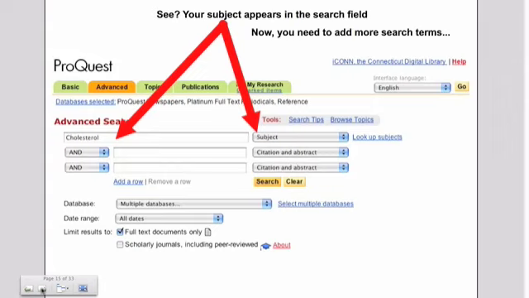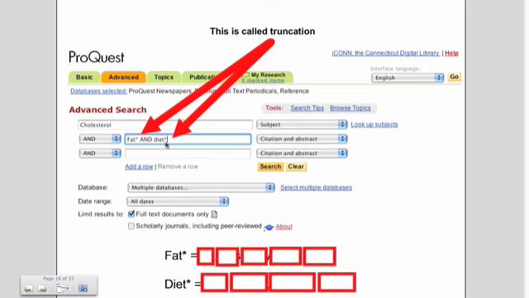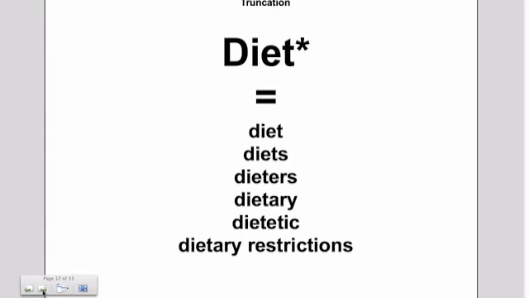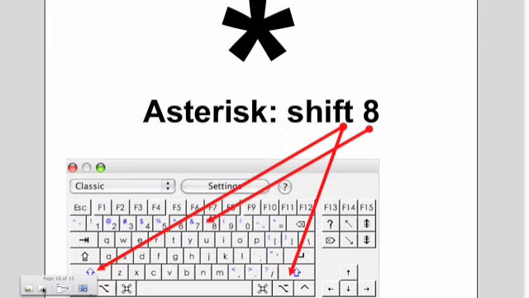All right, so your subject has now appeared in the search field, and now you need to add more search terms. So in the following line, we have fat with an asterisk and diet with an asterisk. Now I'm going to tell you about those asterisks. What does that mean? It's called truncation. Here's an example. Diet can mean diet, diets, dieters, dietary, dietetic, dietary restrictions. Those are all options that will result from the search diet with an asterisk because it's looking for the root diet and anything that follows. So you can see how this list would result.